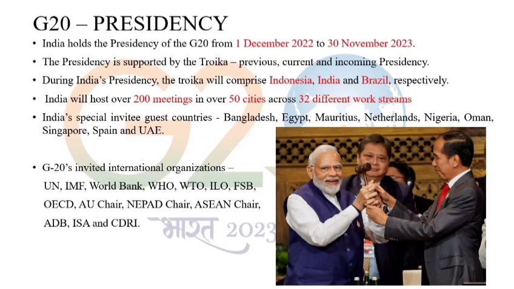And India will be hosting more than 200 meetings over 50 cities across 32 different work streams during its G20 presidential term. India have some special invitee guest countries and organizations. The countries are Bangladesh, Egypt, Mauritius, Netherlands, Nigeria, Oman, Singapore, Spain and the UAE.